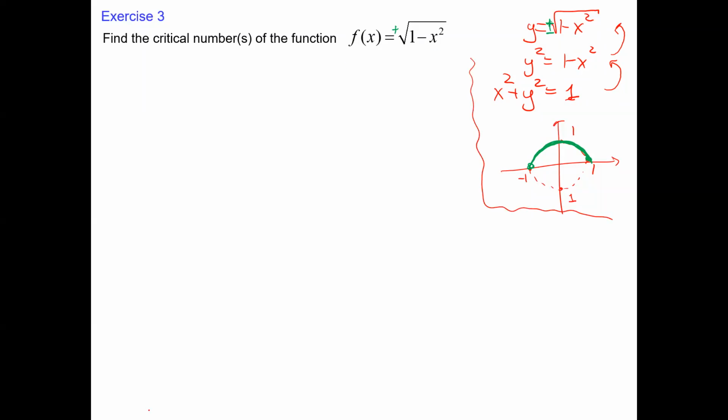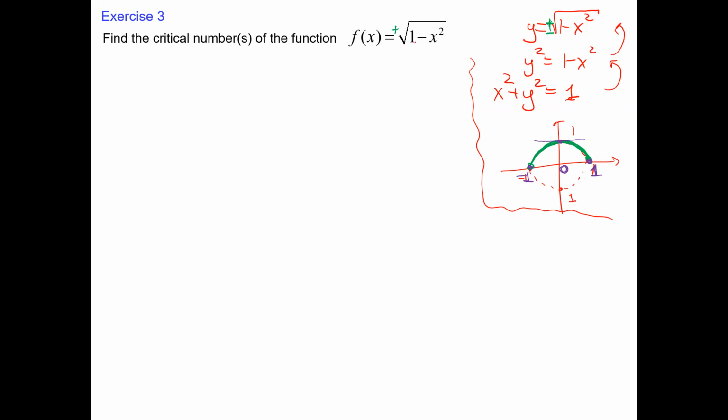And we can see critical points -1 and 1. We probably will get this because the derivative is undefined at the endpoints. That means -1 and 1 will be critical points. And we also notice a horizontal tangent at 0. It means -1, 0, and 1 are the critical numbers, but let's do the work. Let's get these numbers explicitly.